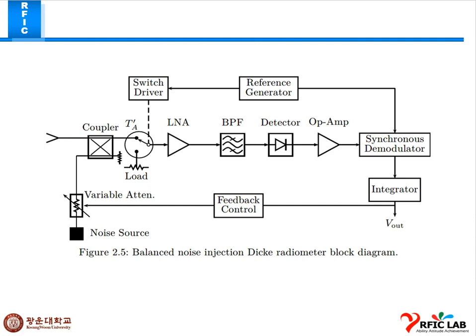I have reviewed this block diagram. Methods for balancing include varying the reference load with a variable attenuator until the reference temperature is equal to the antenna temperature. Another method of balancing the radiometer is to inject a variable amount of noise from the noise source, with a variable attenuator by means of a coupler, into the antenna path to raise the antenna temperature to be equal to the reference temperature. As you can see in this figure, balancing techniques require feedback to control the attenuator until a balanced mode of operation is achieved.